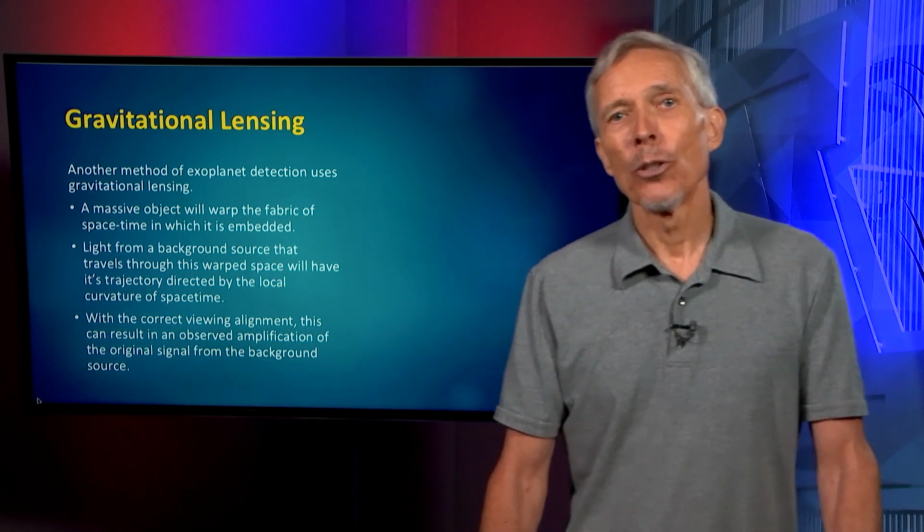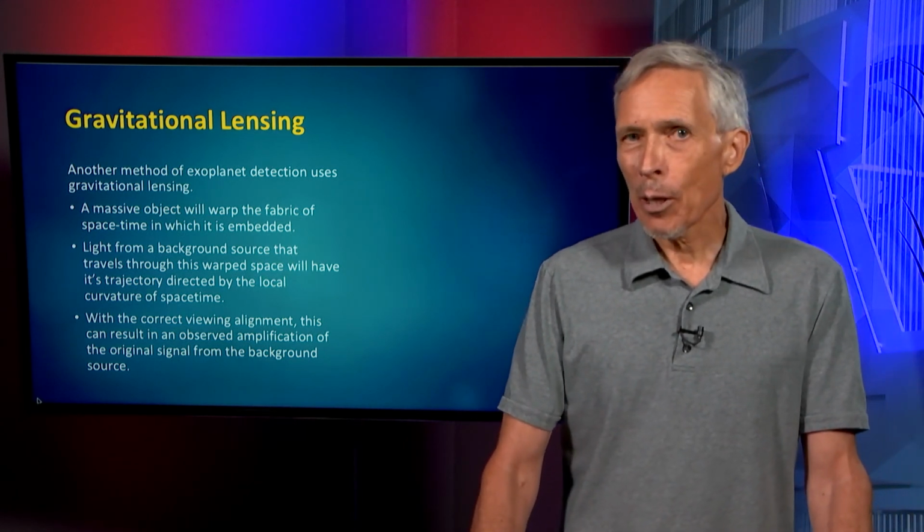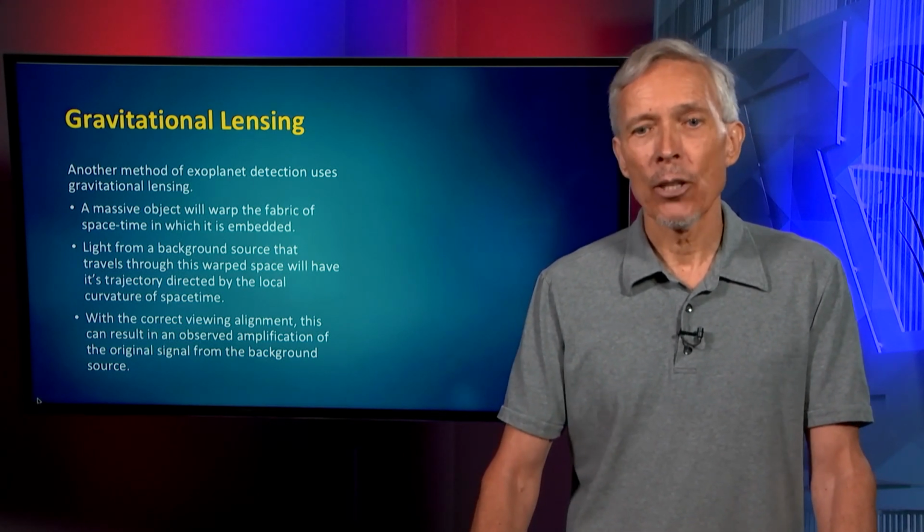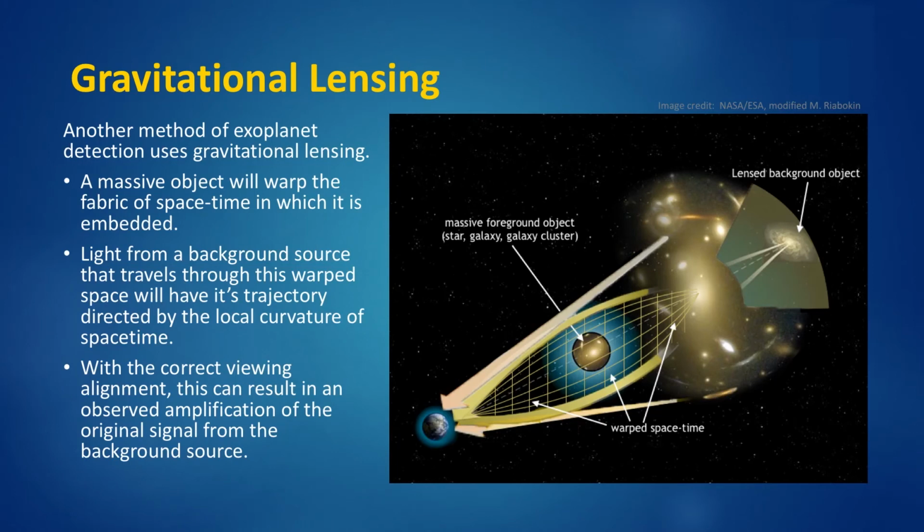Another method that's used to detect exoplanets, in very small numbers, but it's an important addition to the complement of methods, is called gravitational lensing. This is another indirect method that uses lensing, which is a signature of general relativity predicted about 100 years ago. In gravitational lensing, a massive object is warping space-time around it, and light from a background source that passes through this warped space will have its trajectory changed by the warped space-time.